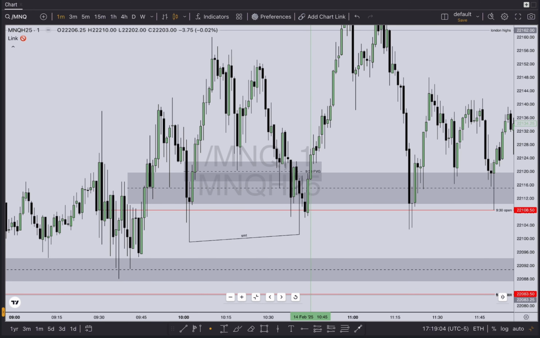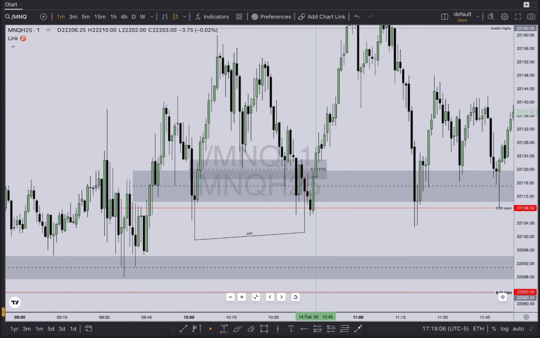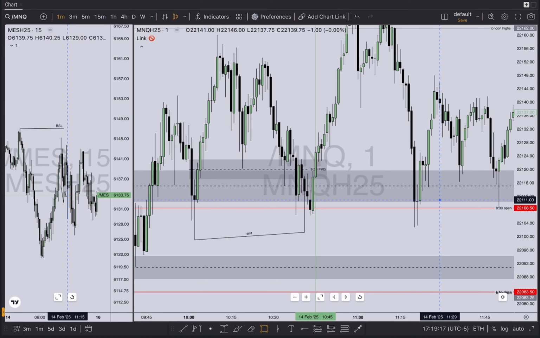So what we see here is the macro hits 10:45. All right, I'm bullish. I want to see price start to move to the upside. Cool. We get a break of structure here. Breaking structure on the 1 minute, inversing the 9:30 value gap, and we have an SMT with ES, which we can see here.